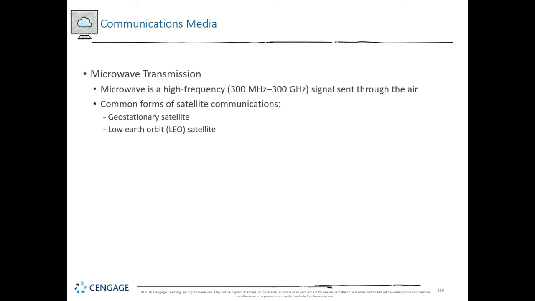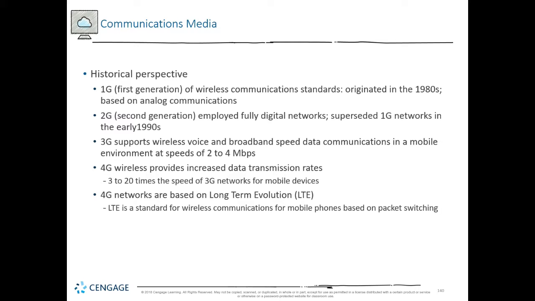Communication media. Microwave transmission. Microwave is a high-frequency, 300 megahertz to 300 gigahertz, signal sent through the air. Common forms of satellite communication: geostationary satellites and low Earth orbit, LEO, satellites.